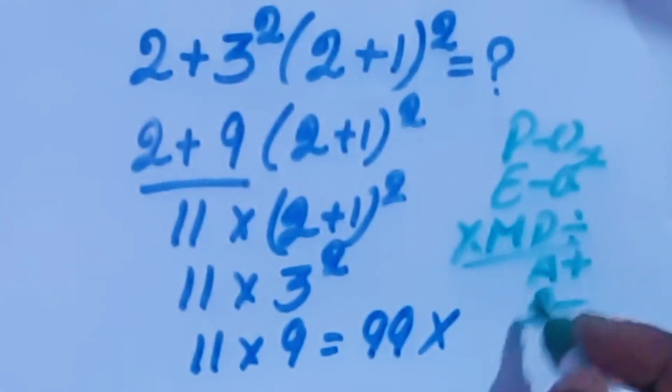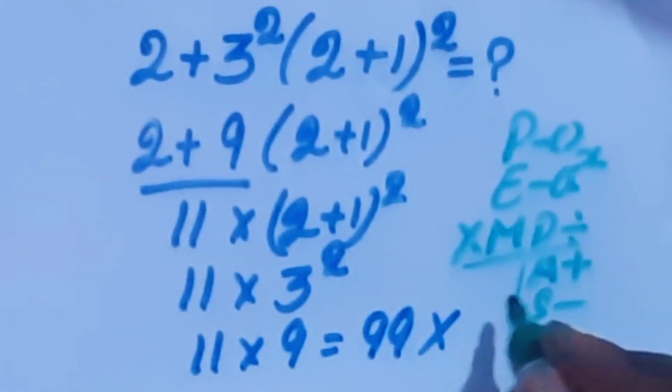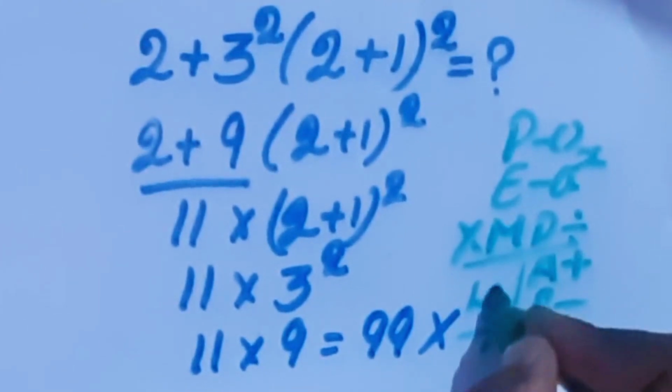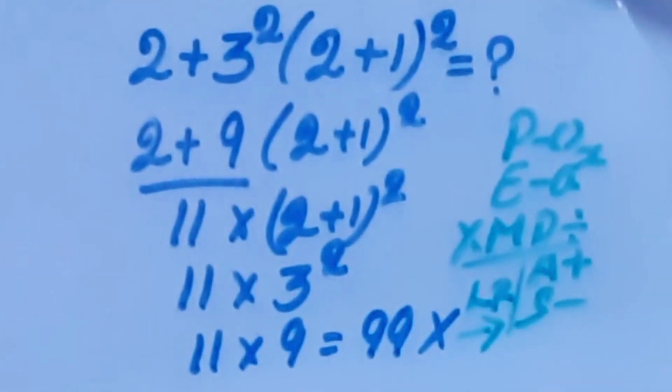Here multiplication and division are both equal priority. Also addition and subtraction are both equal priority. For this equal priority, we are going to introduce this left to right rule in the problem. Now we are going to solve this problem in the correct order by using this order of operations PEMDAS.